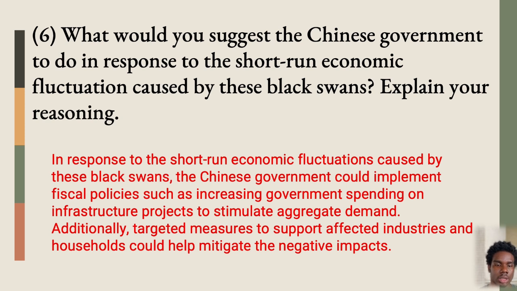In response to the short-run economic fluctuation caused by these black swans, the Chinese government could implement fiscal policies such as increasing the government spending on infrastructure projects to stimulate the aggregate demand. Additionally, targeted measures to support the affected industries and households could help mitigate the negative impact. So overall, increasing the government spending would directly boost the aggregate demand and can help mitigate the short-run economic fluctuation.